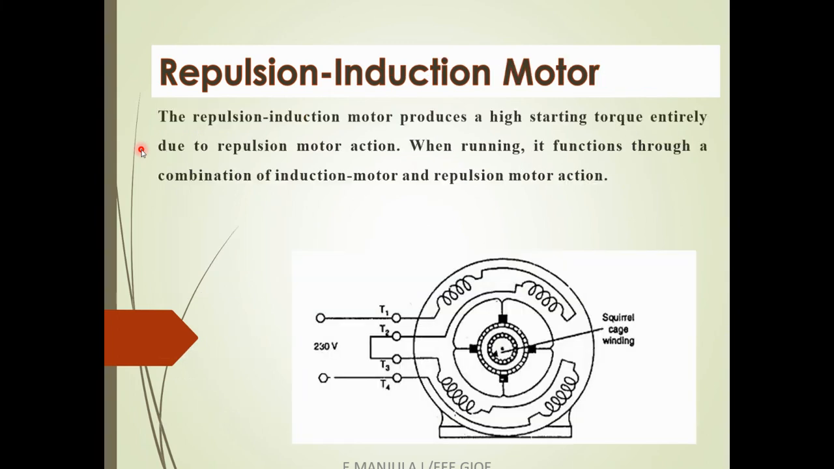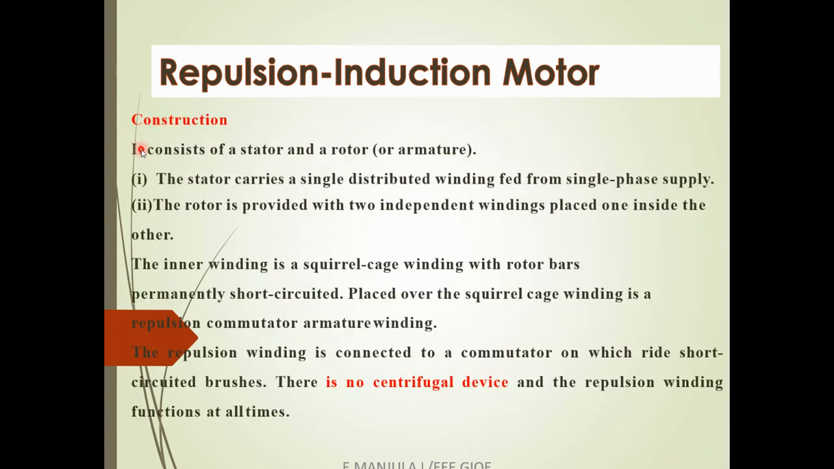So, the repulsion induction run. The repulsion induction motor produces a high starting torque entirely due to the repulsion action. When running, it functions through a combination of induction run and repulsion motor action. Construction: the motor has a stator and a rotor. The stator carries a single distributed winding fed from a single phase supply, and the rotor is provided with two independent windings placed one inside the other.